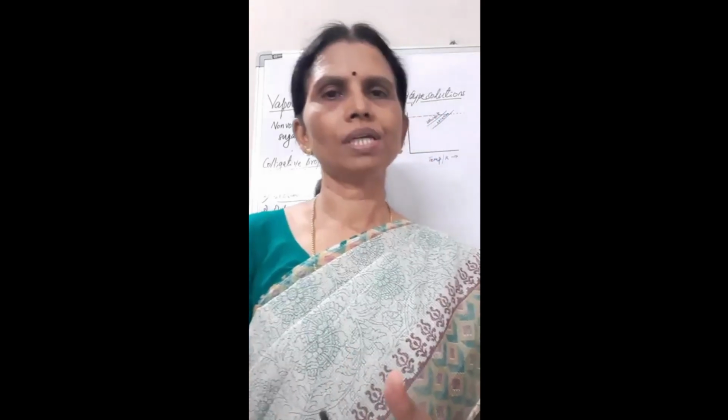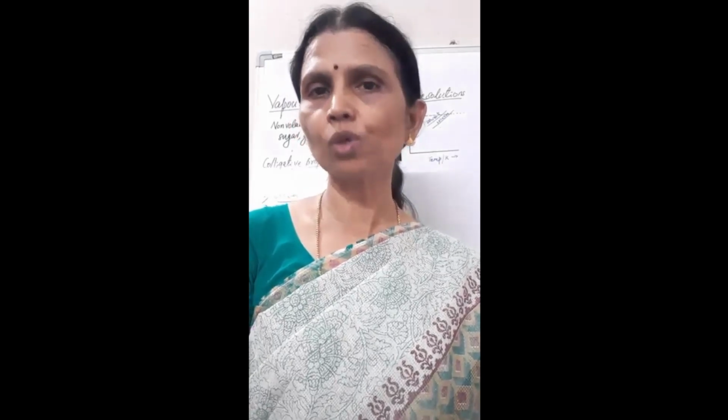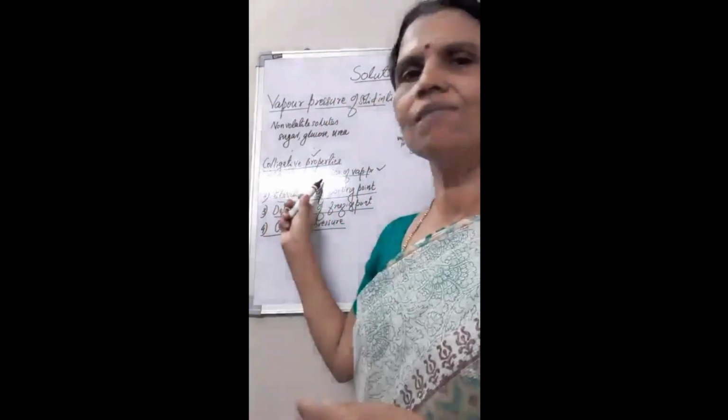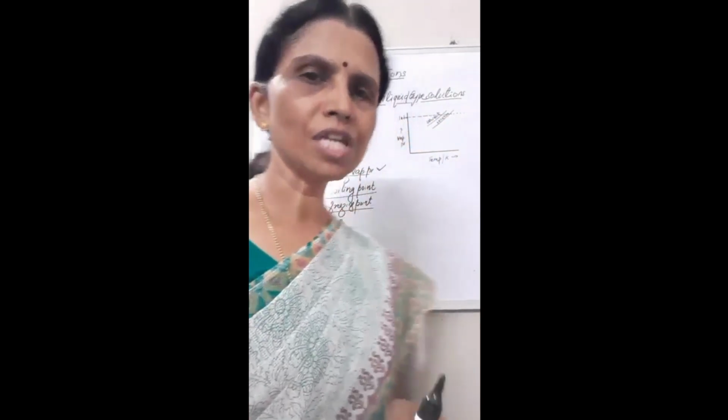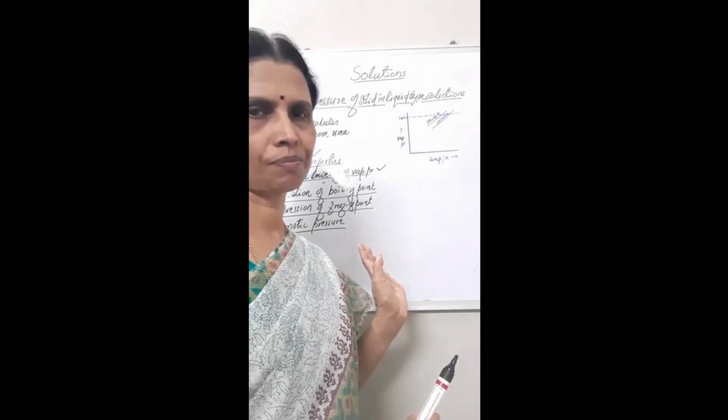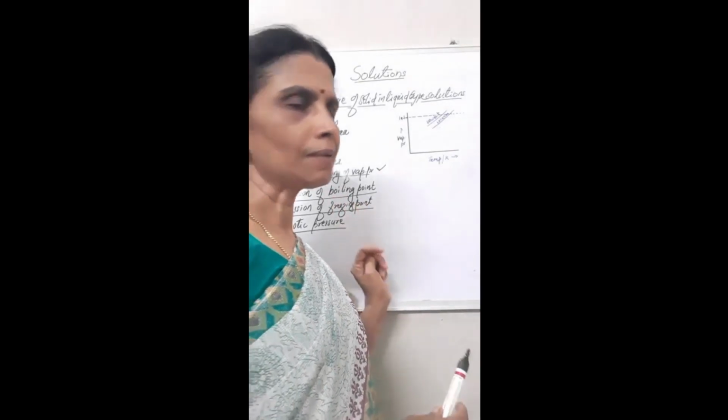Now, colligative property is a property which depends only on the number of particles present relative to the total number of particles present in the solution. That is, the number of solute particles relative to the total number of particles present in the solution, and not on the chemical nature of the solute particles. The important colligative properties are relative lowering of vapor pressure, elevation of boiling point, depression of freezing point, and osmotic pressure. We will see each one separately.